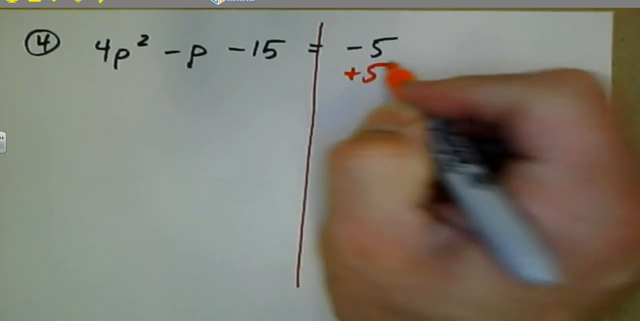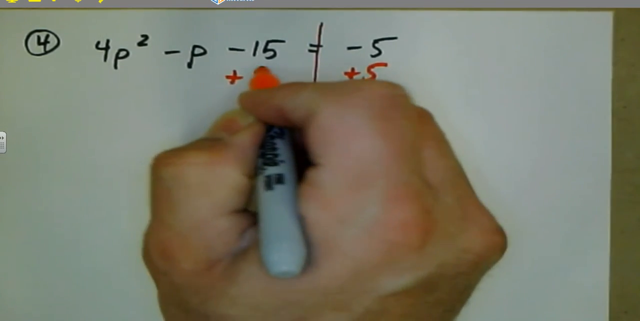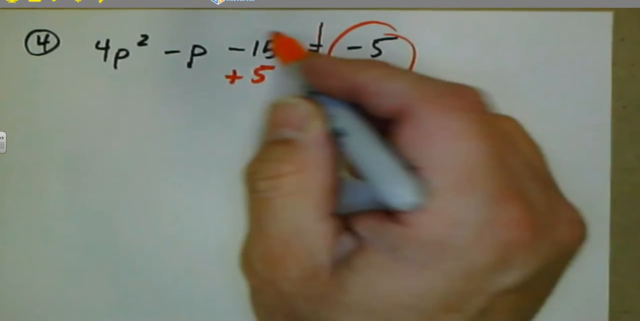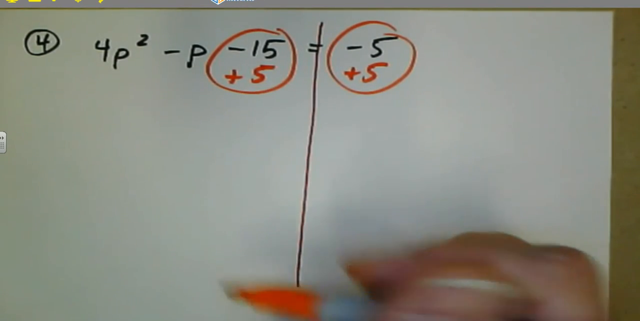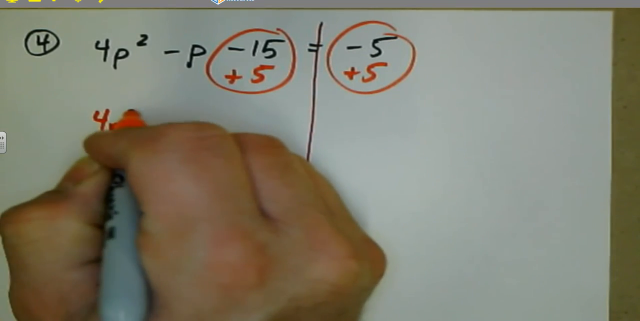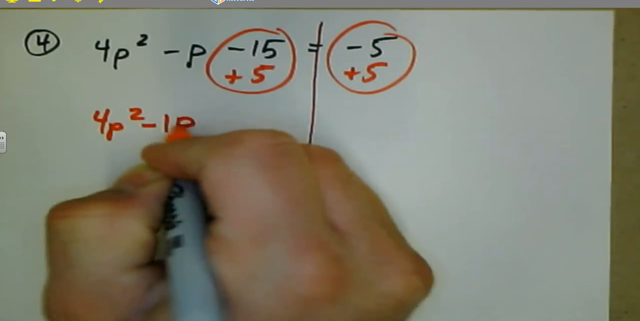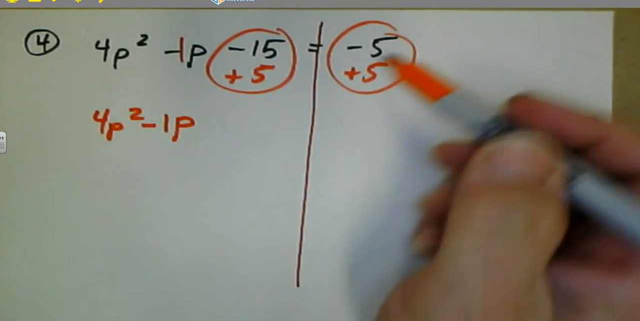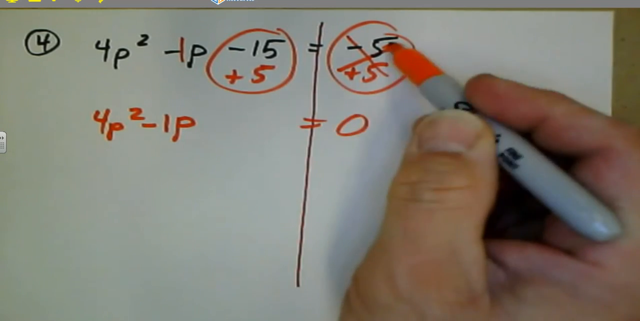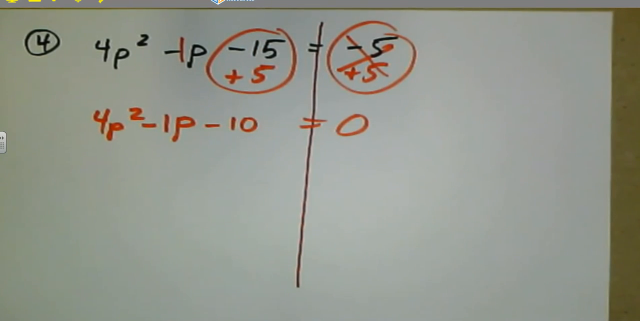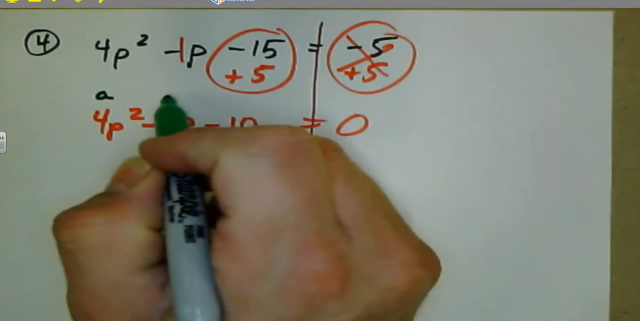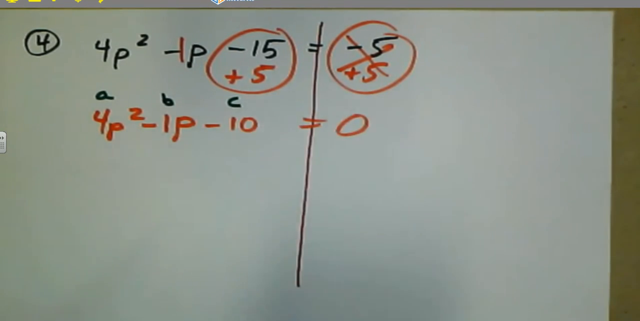So I need to make sure it's a 0. So I'm going to add 5. But do I have a like term now? I sure do. I can add it to this one now. So I have 4p squared minus 1p, because you can put a 1 there. Opposite operations are gone. Negative 15 plus 5, negative 10. Now I can put that in and do that as my A, that as my B, and that as my C.